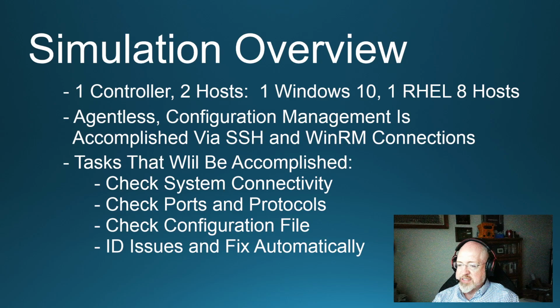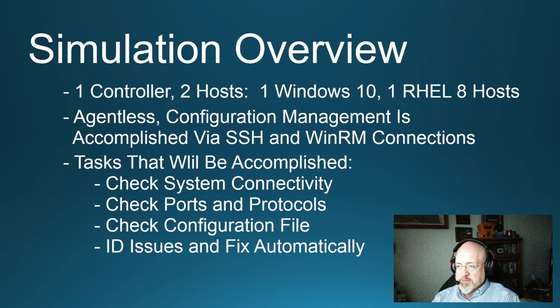So for our simulation overview here, we have one controller, which is basically just a virtual machine running Red Hat Enterprise Linux 8. And then we have two hosts. One of those hosts is running Windows 10, and the other host is running RHEL 8 as well. The ACES system is agentless, so there is no software that has to be loaded on external systems. The only software has to be loaded on the main controller system in and of itself.